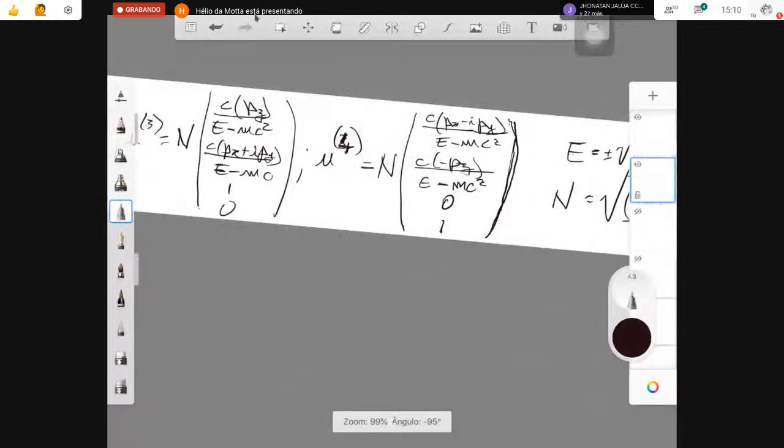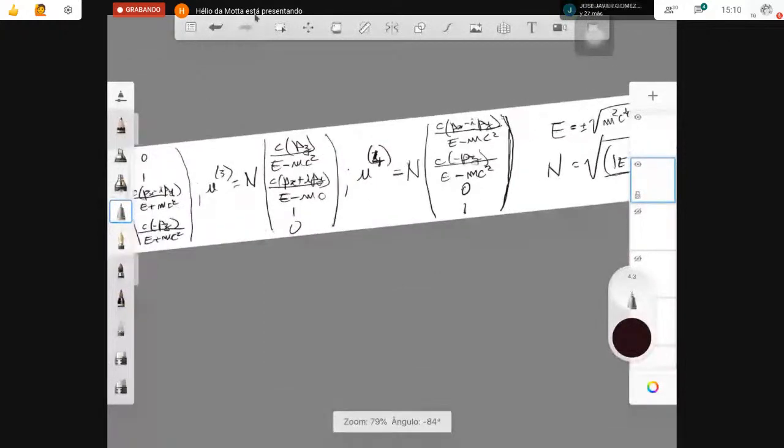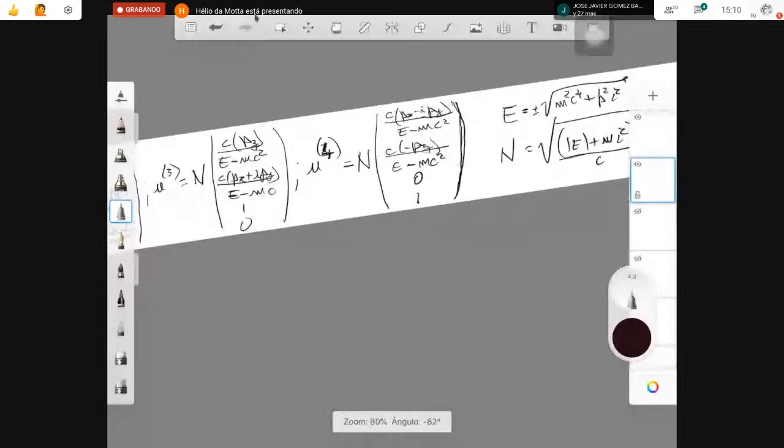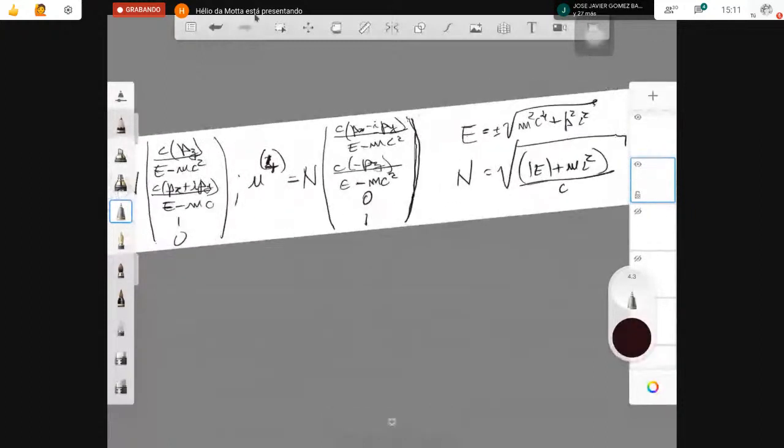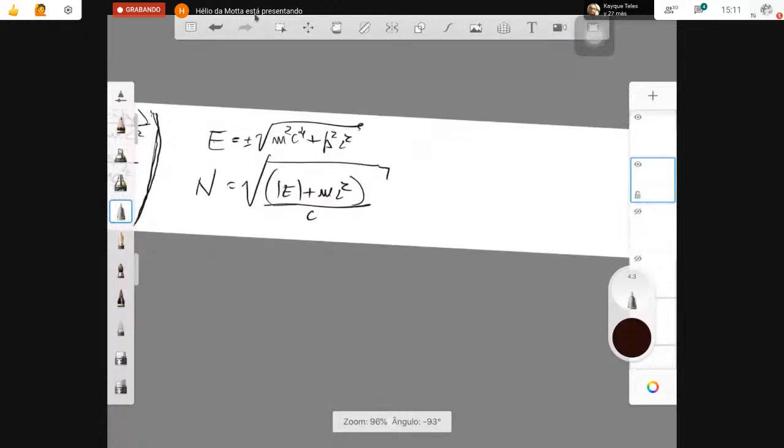Okay. However, just to make things a little bit more interesting, we can use a similar approach for the antiparticle. Here we're having the energy for the antiparticle negative. So we can consider the energy positive and just change the sign. But anyway, just to make things faster for us.